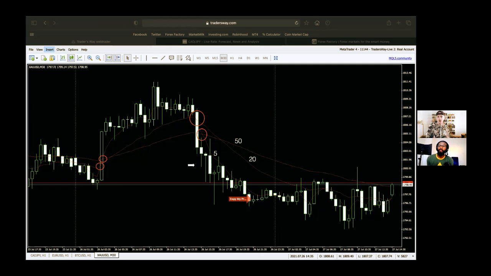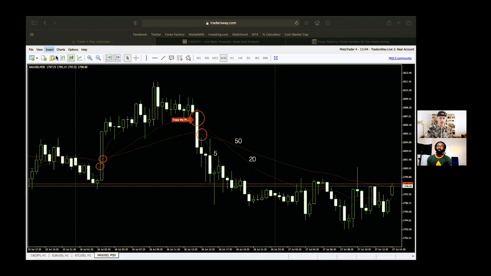So not only can you use this strategy for entry points, you can enter in right about here, and you could have entered in right around 1801 and rode this thing up to around 1808 on gold. So a nice little 70 pip move right there. You can also use it for confirmation to get out of a trade. So when you see that 5 cross back under that 20 EMA, that is good confirmation that the trend is reversing, at least on the short term, and you definitely want to get out of that trade.